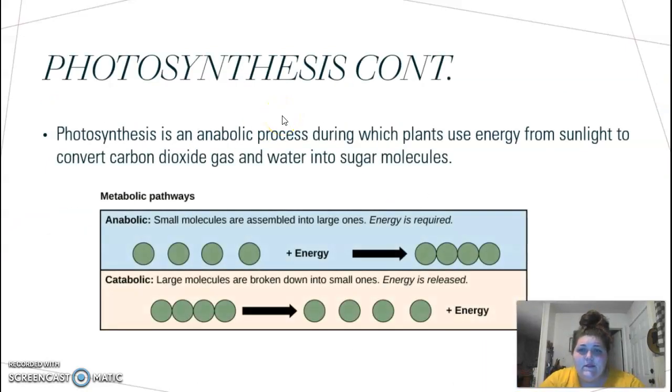So photosynthesis is considered an anabolic process. Again, anabolic being when small molecules are assembled into larger molecules, and energy is required to do that. So when a plant uses photosynthesis, it uses energy from sunlight and it converts carbon dioxide gas and water into sugar molecules. So it's taking that energy and using it to be able to create these things.